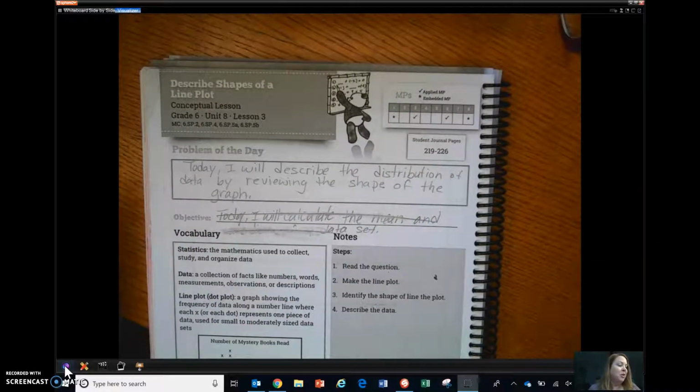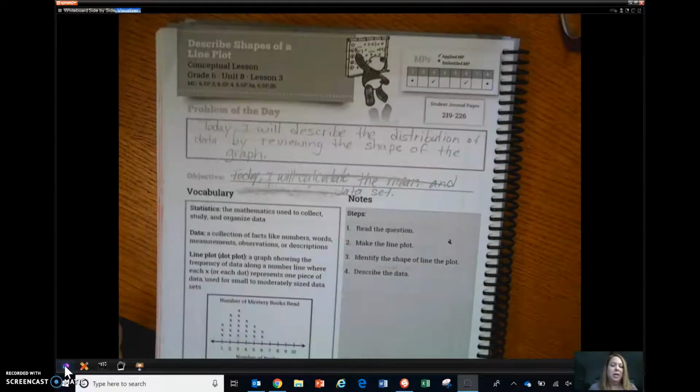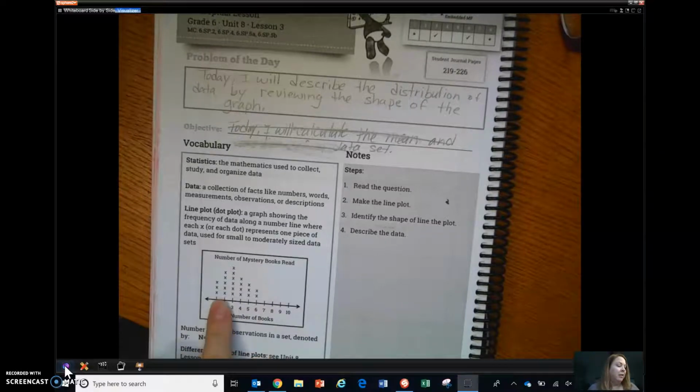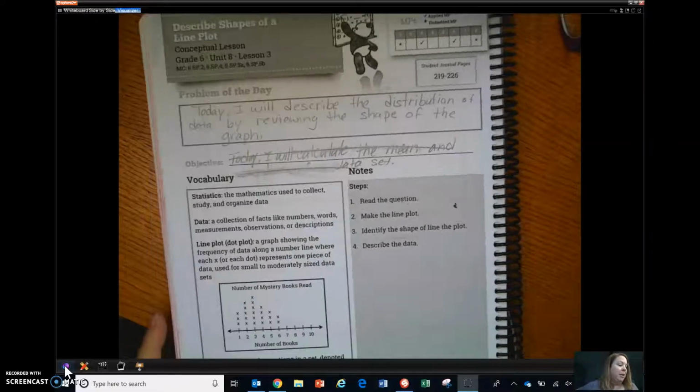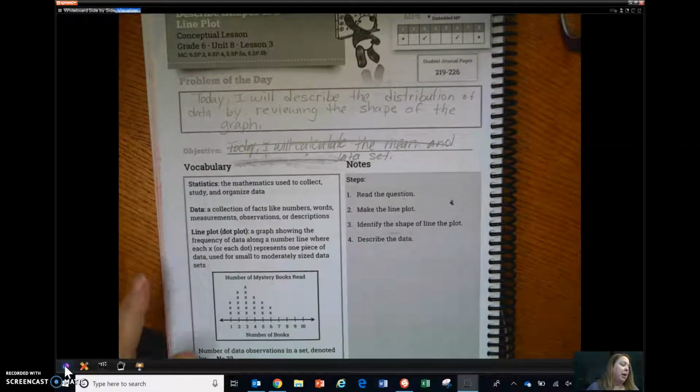Today I will describe the distribution of data by reviewing the shape of the graph. So all we're doing is plotting data and then looking at the shape and determining what the shape is. There's a name for each shape.